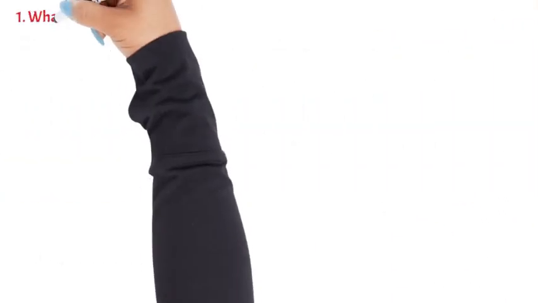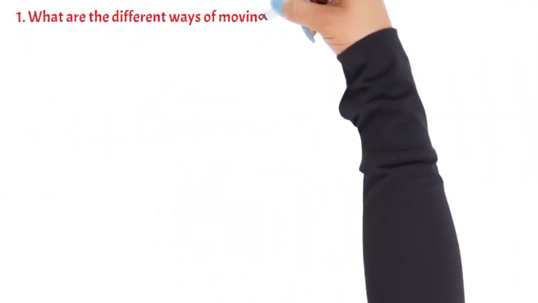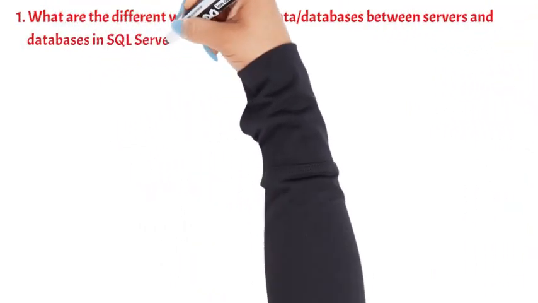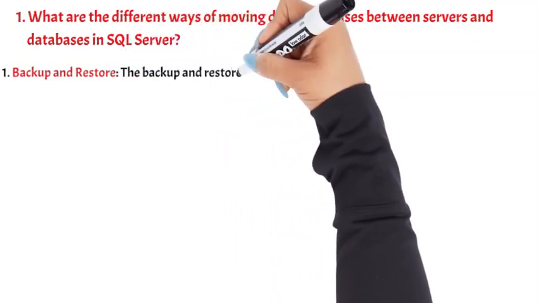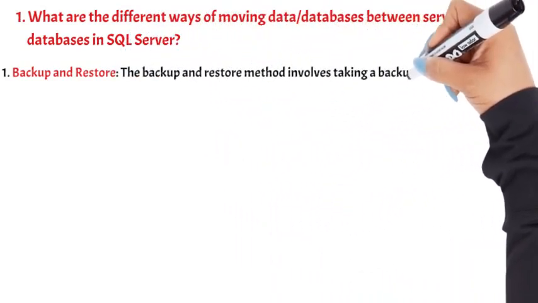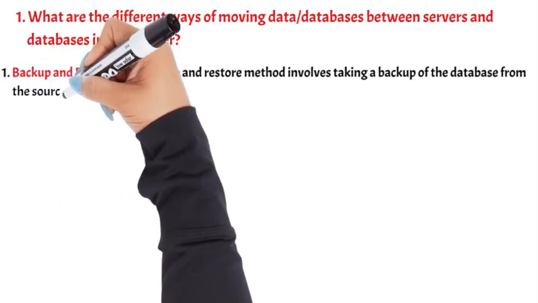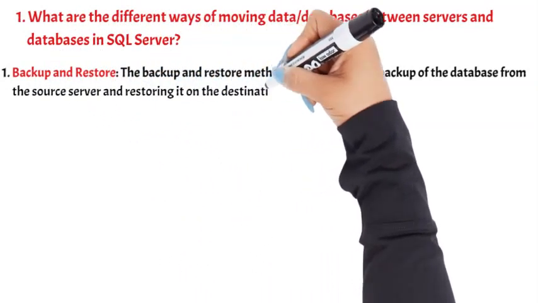1. What are the different ways of moving data/databases between servers and databases in SQL Server? 1. Backup and restore. The backup and restore method involves taking a backup of the database from the source server and restoring it on the destination server.